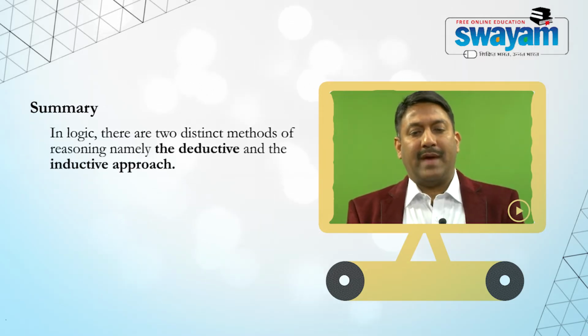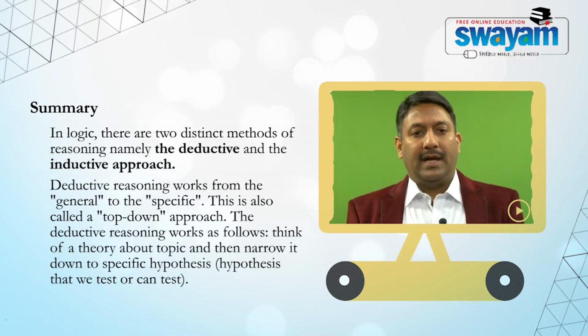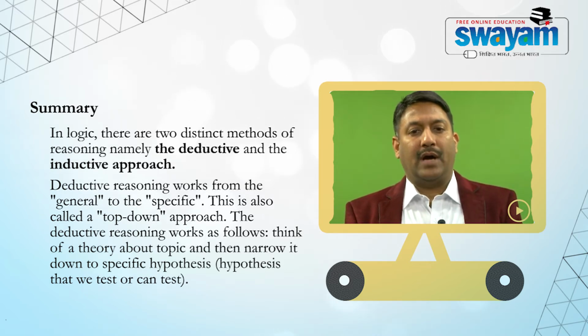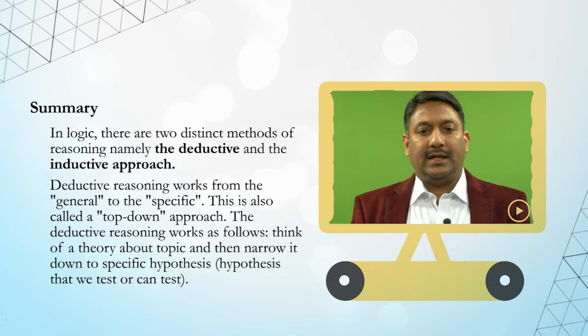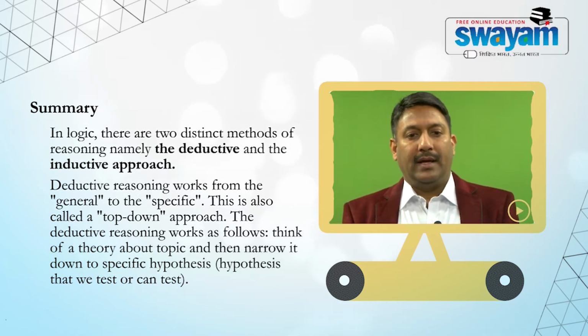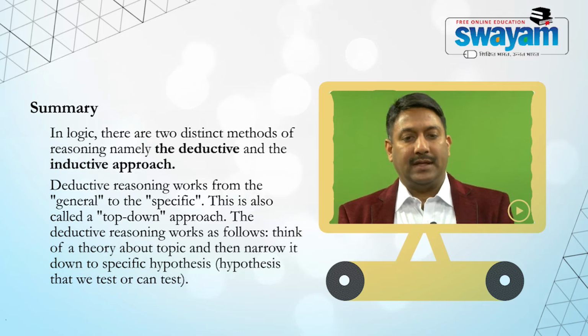Now let us recapitulate what we have learned so far in this module. In logic, there are two distinct methods of reasoning, namely the deductive and the inductive approach. Deductive reasoning works from the general to the specific. This is also called a top-down approach. The deductive reasoning works as follows. Think of a theory about a topic and then narrow it down to a specific hypothesis, a hypothesis that can be tested. Narrow down further if we would like to collect observations from the hypothesis.